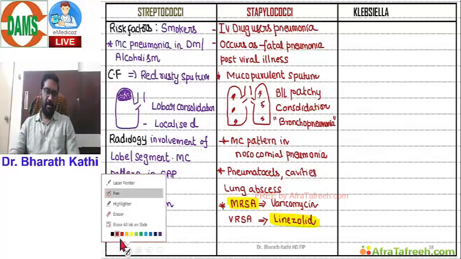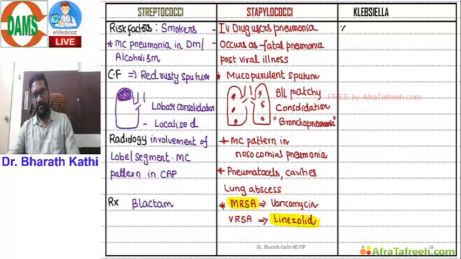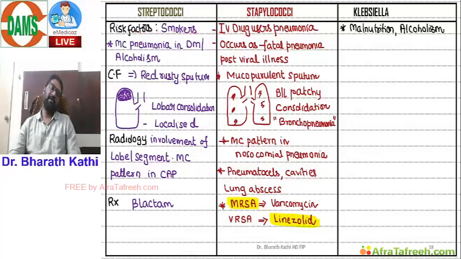Coming to Klebsiella, the risk factors: malnutrition, alcoholism. But if you want to know what is the most common pneumonia in alcoholics by number, it is still Streptococcus. Klebsiella can happen in alcoholics specifically, but by number in alcoholics, the most common pneumonia found in various studies is still streptococcal pneumonia.